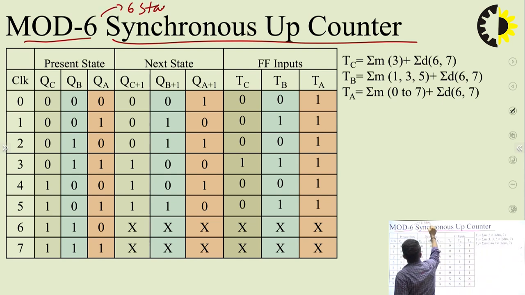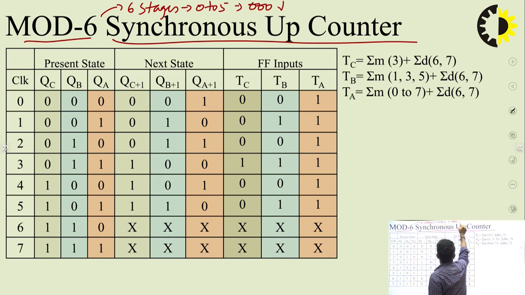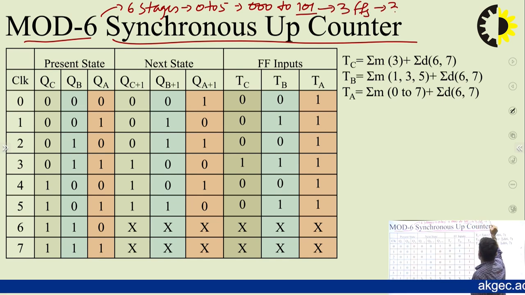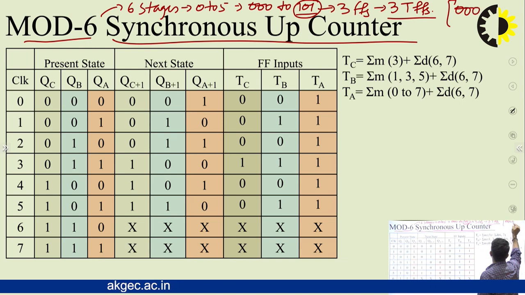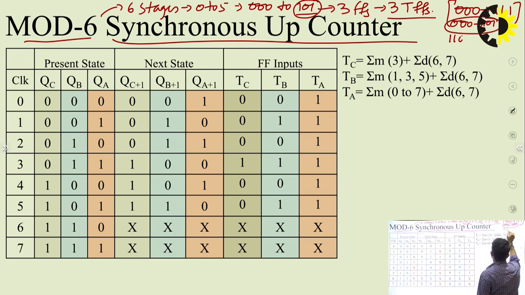6 stages. 6 stages means 0 to 5. 0 to 5 means 0, 0, 0 to 1, 0, 1. 101 means 3 flip-flops. 3 flip-flops means 3 T flip-flops. Okay. But the thing is, 101. That means I am not going to count till the full scale 3-bit counting. Full scale 3-bit counting would have been 0, 0, 0 to 1, 1, 1. And out of this, 0, 0, 0 to 1, 0, 1 are going to be used. And 1, 1, 0 and 1, 1, 1. These two are not going to be used.